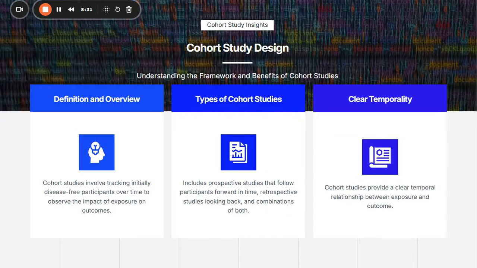Now let us discuss cohort study design. So earlier, as I told in that slide, in a cohort study design, initially the entire sample of the population is disease free. Then the researcher takes those individuals ahead in time to determine the impact of exposure on the outcome. Well, there are three types of cohort studies, that is prospective, retrospective, and a combination of the two. Then it is very useful in determining temporality of exposure and outcome.